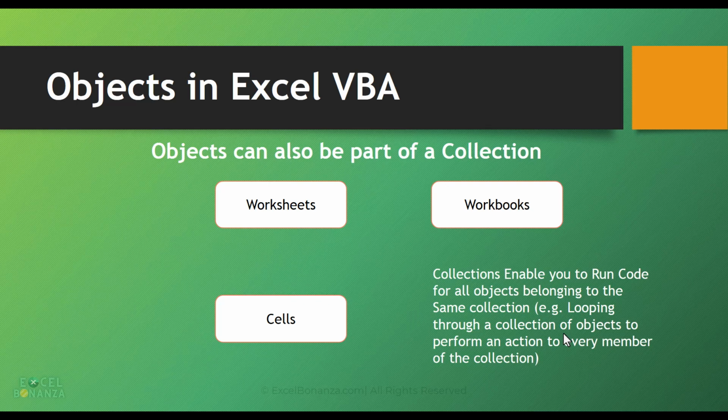And we will learn about loops later on in the course. So basically, you can go through each member of a collection and perform an action to that member. So you can, for example, go through each cell in the cells collection and type a certain value to all the cells in the cells collection, or perform any other action. Collections are very useful because they enable us to run code for all objects belonging to the same collection. And we will see that as we progress into the course.